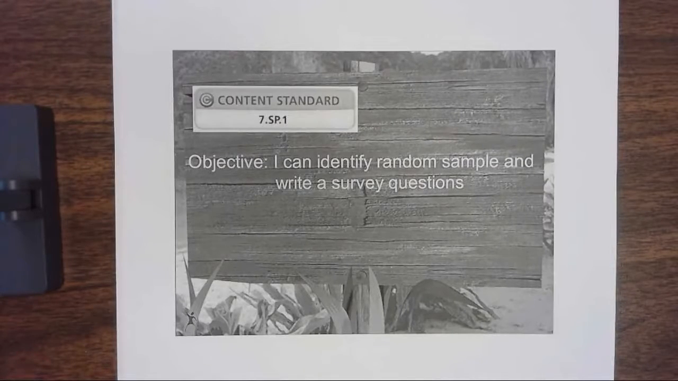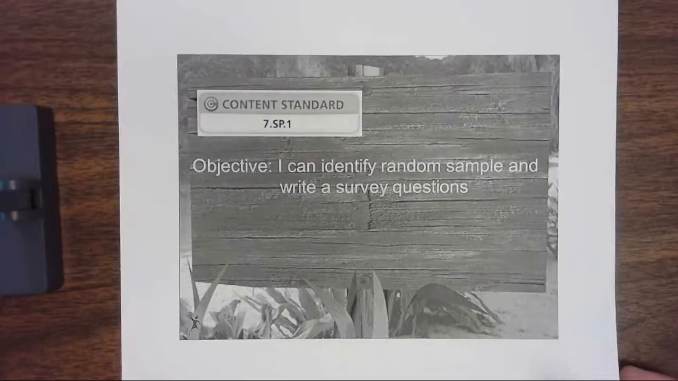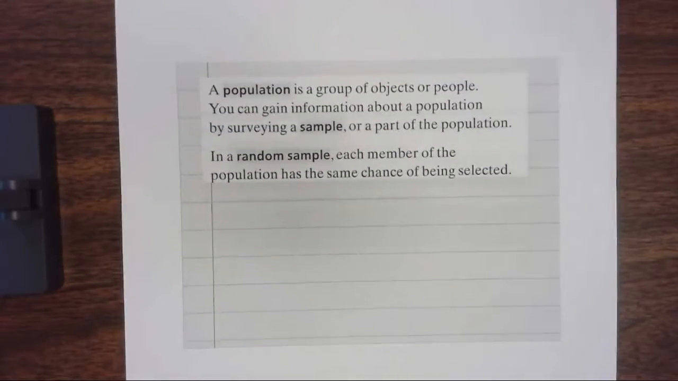Today we are going to start on a new chapter. We are on section 8.1 and our objective is: I can identify a random sample and write survey questions. Okay, write it down, make sure you have a table of contents, and we are starting. All right, so first we're gonna start with some definitions you need to have in your notebook.